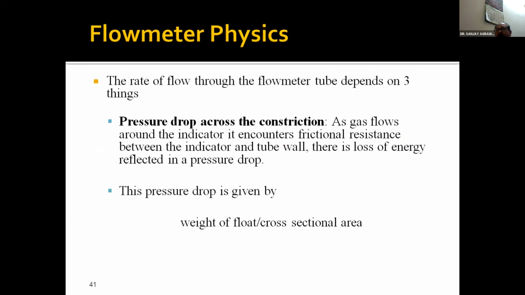So what is the principle on which this is based? The rate of flow through the flow meter depends on three things. One is the pressure drop across the constriction. As the gas flows around the indicator, it encounters frictional resistance between the indicator and the tube wall. There is a loss of energy which is reflected as the pressure drop, and this pressure drop is given by the weight of the float divided by the cross-sectional area.